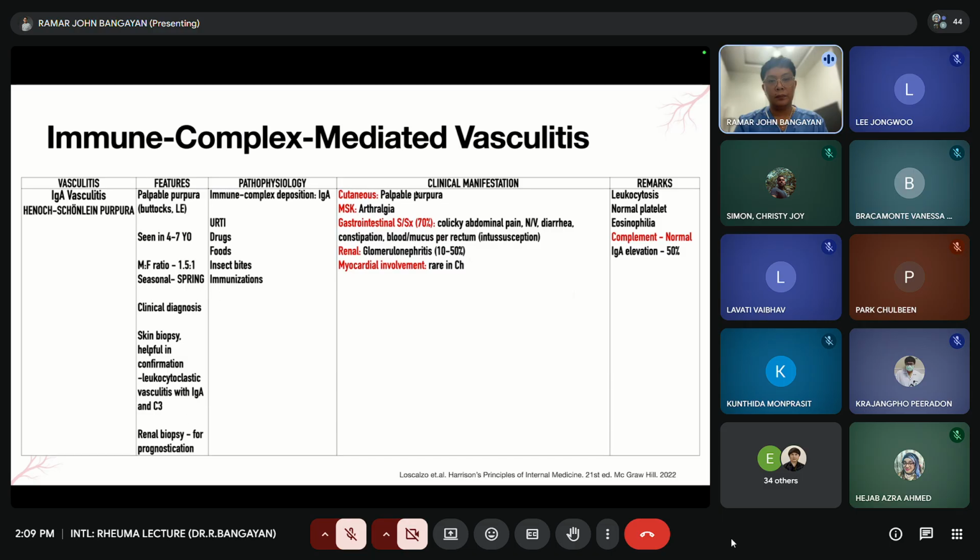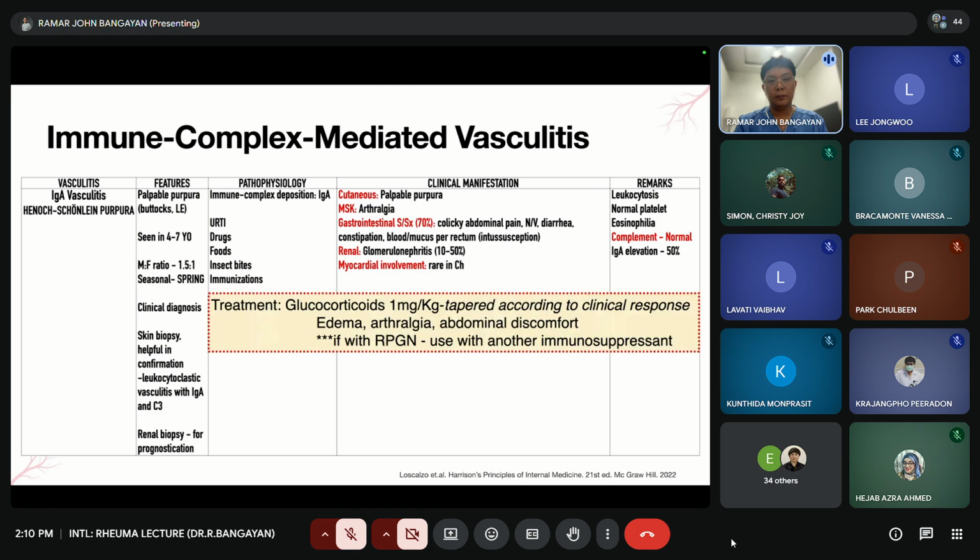Now patients would present with palpable purpura, arthralgia, and colicky abdominal pain, making it now your triad, and then other symptoms. Myocardial involvement is rare in children. So it can occur in children, but myocardial involvement is rare. It only occurs in adults. Okay? The thing here is that the complement system is normal. Always remember this. C3, C4 is normal in IgA vasculitis. You have to remember this because it's important in the next condition.